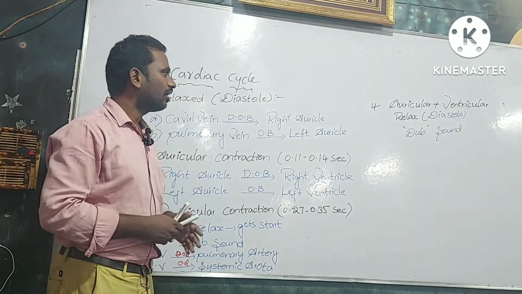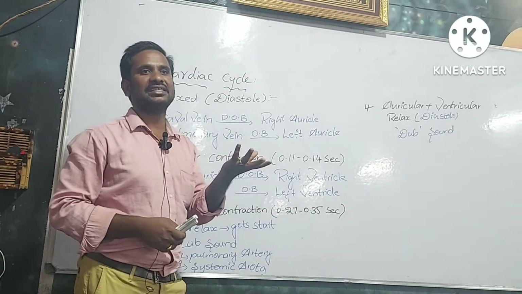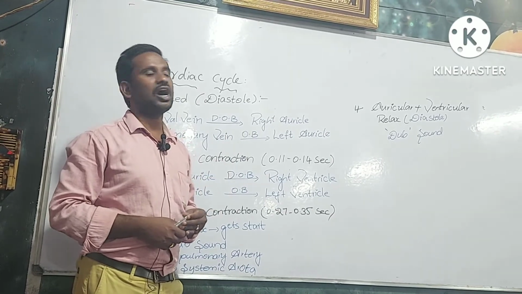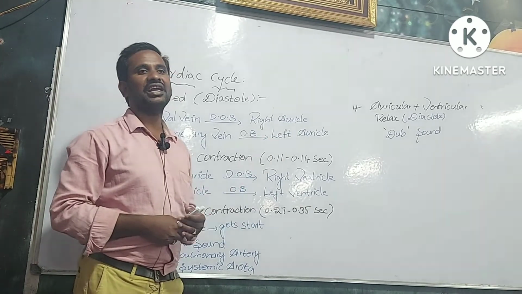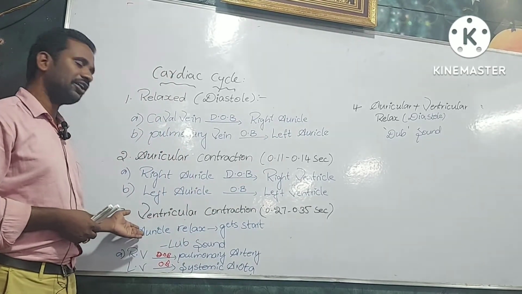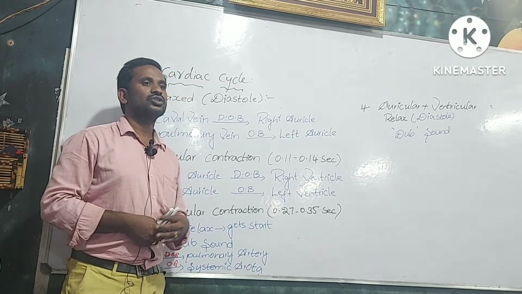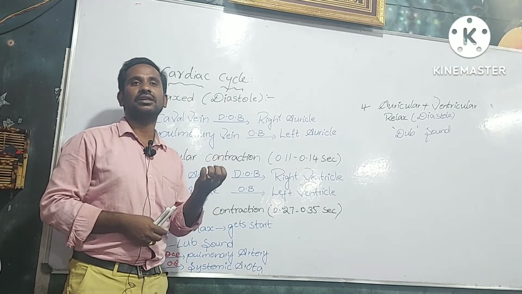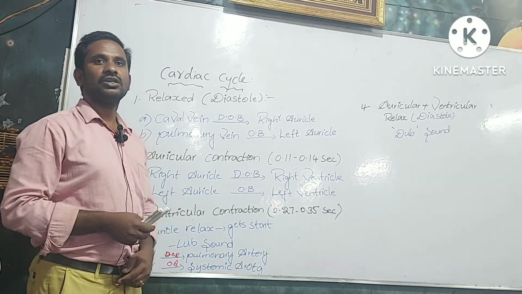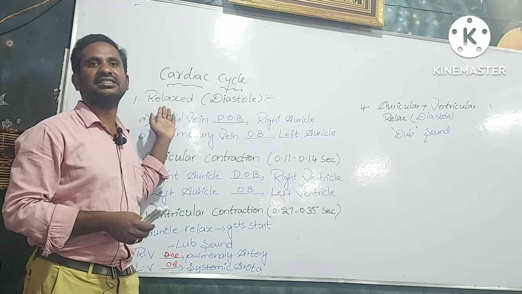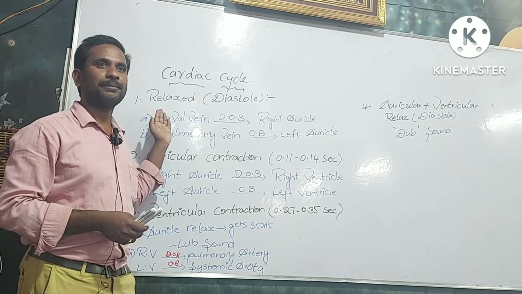Very important. So finally, the auricles and ventricles get relaxed. It means diastole position: auricular and ventricular relax. In that time we get the sound of dub. In the ventricular contraction we get the sound of lub. Do you understand up to here? So the whole process takes 0.8 seconds. This is the cardiac cycle of our heart. Do you understand? Yes, sir.